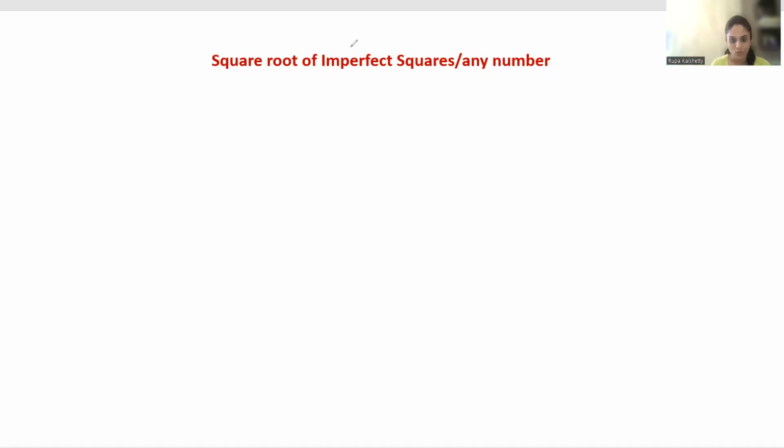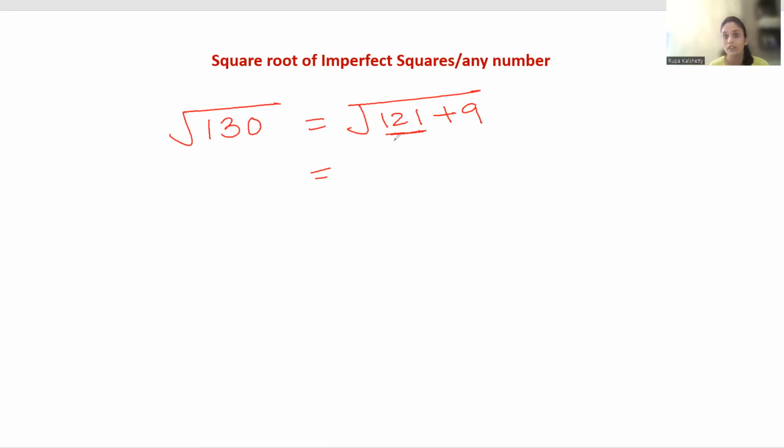So let's find one more square root of an imperfect square. Let's say we are going to find the square root of 130. What is the closest perfect square of 130? Can we say it's 144, which is the square of 12, or you can say it's the square of 11, which is 121. So we can write it as 121 plus 9. Now we know that 121 is the square of 11. So we write the square root of 121, which is 11, plus this 9 as it is.